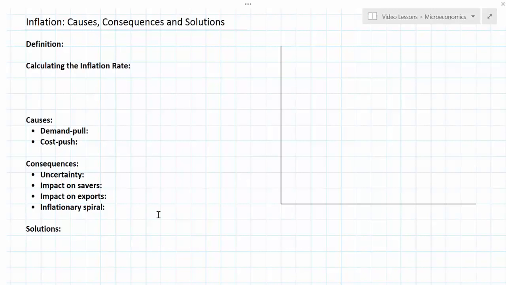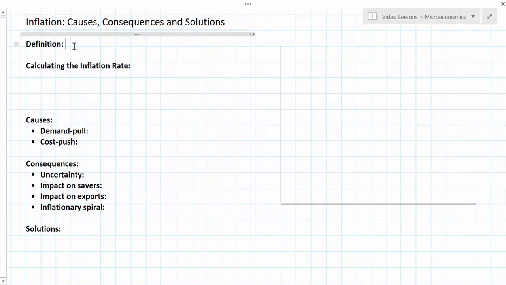In this lesson and the one that follows, we're going to be focusing on the macroeconomic objective of low and stable inflation. We'll start with the definition, and we'll look at how the inflation rate is calculated in most countries, and we'll move on to the different causes of inflation, during which we'll do a graphical analysis using an aggregate demand, aggregate supply model of the different types of inflation. In the next video, we'll talk about some of the consequences of inflation and the solutions to inflation using different macroeconomic policies. Let's start with the definition of inflation.